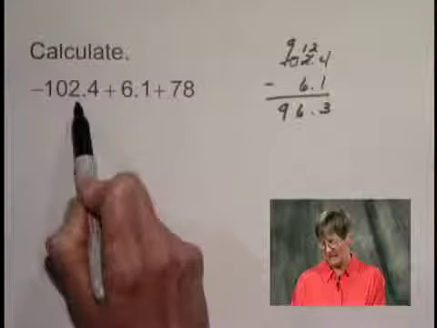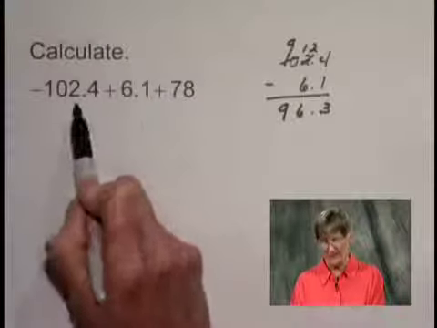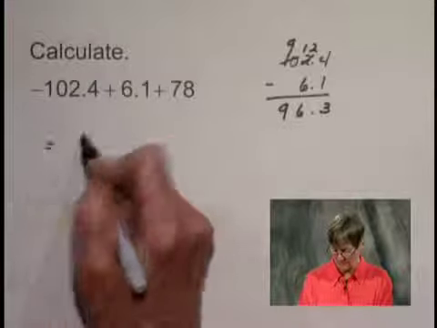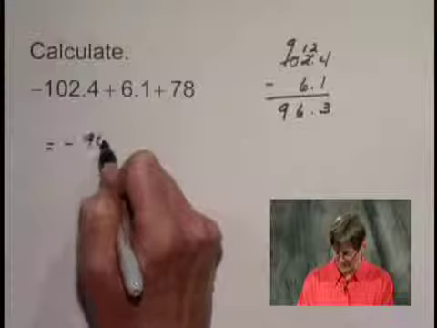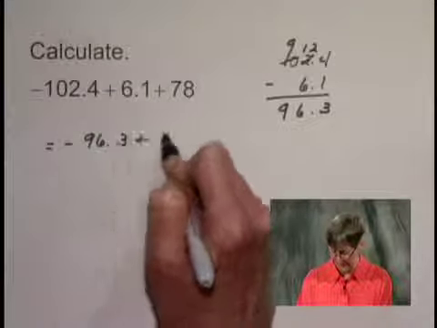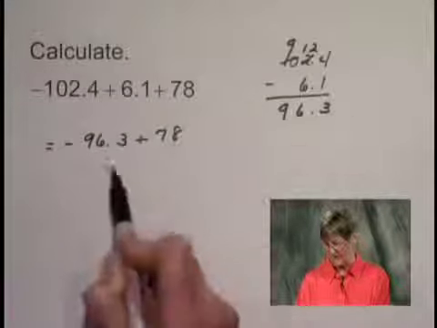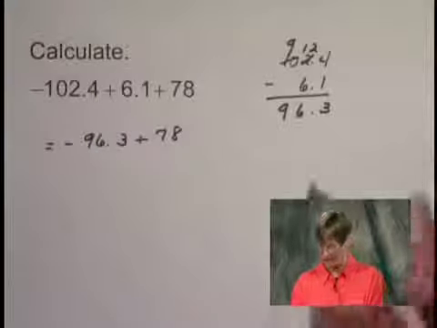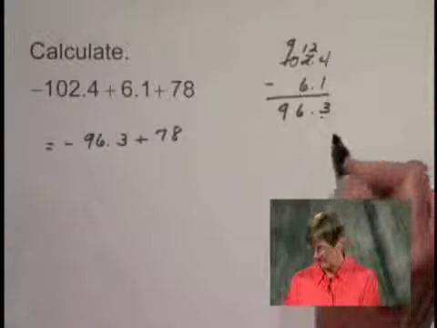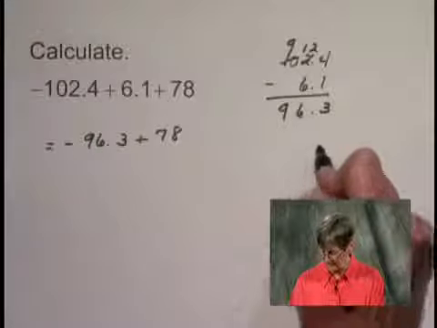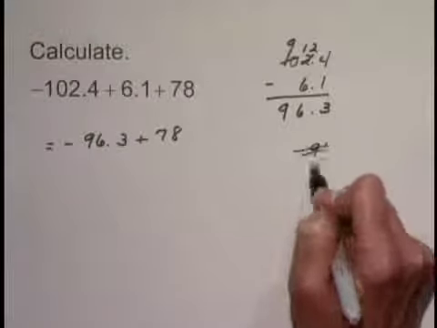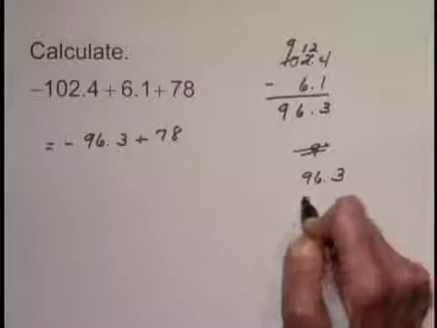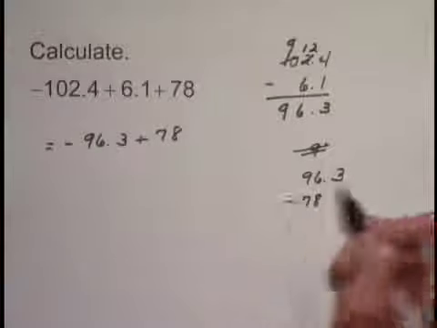Now we were adding a negative number and a positive number, and the negative number had the larger absolute value, so this sum is going to be negative. We have negative 96.3 plus 78. So now I'm adding a negative number and a positive number again, and again I'll find the difference in their absolute values. The absolute value of negative 96.3 is 96.3, and the absolute value of 78 is 78, and I'm finding the difference.